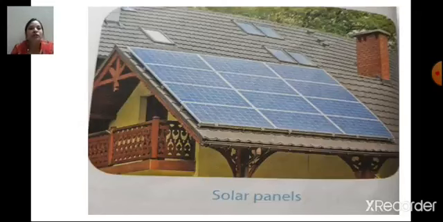Children, this is a picture of solar panels. As we have discussed, when the sunlight falls on the solar panels, it is converted into electricity, which can be used in various places.